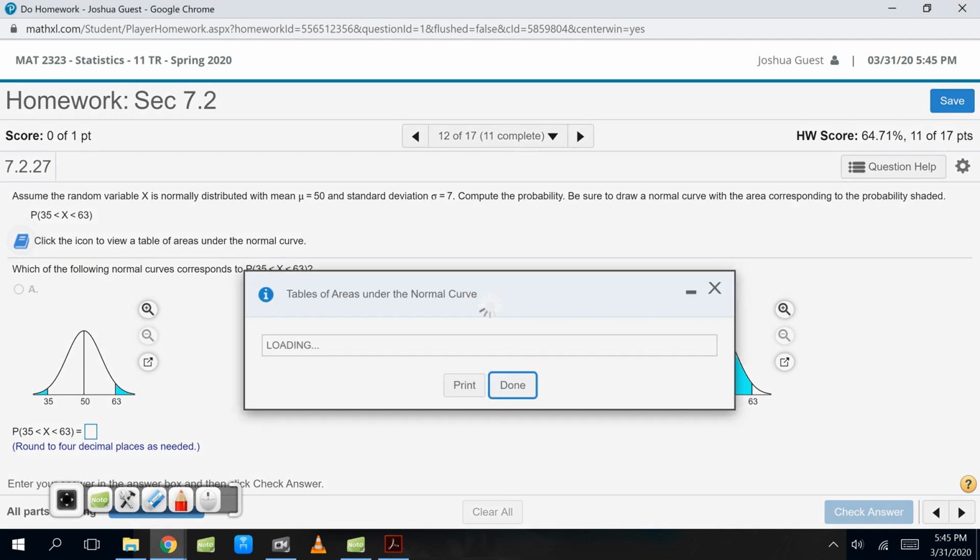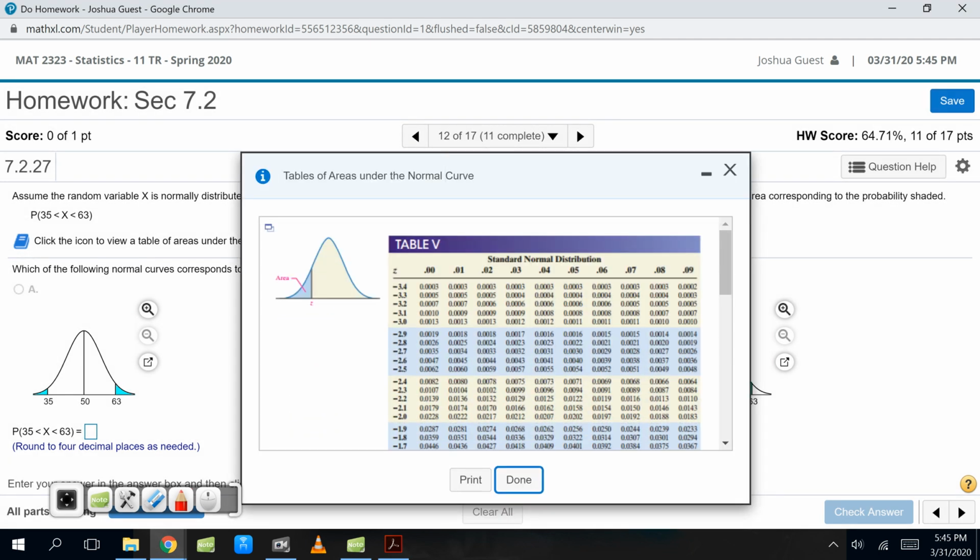So let's go over here and look at the table. I need to find, we said, negative 2.14. Negative 2.1, then 0, 1, 2, 3, 4, and that gives 0.0162. All right, 0.0162.